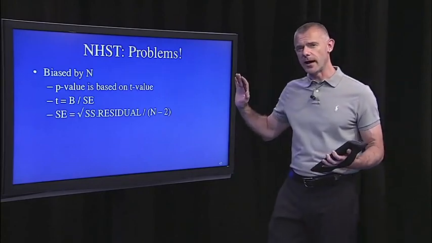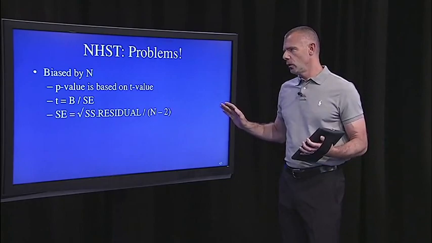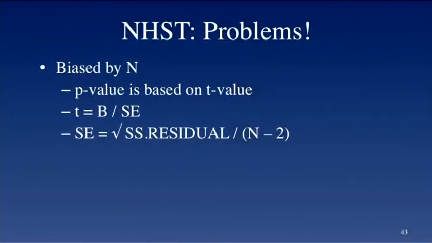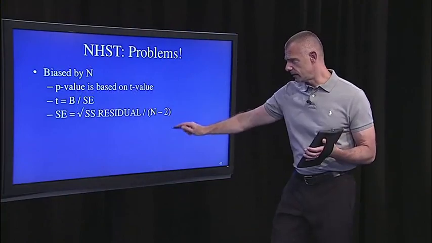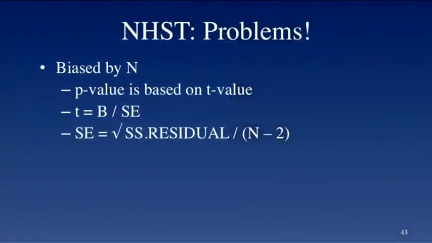So what does it mean to say that NHST is biased by sample size? Well, remember that the p-value that we get, as I just showed you from the normal distribution, is directly a function of the t-value. And t, we just saw, the formula is the regression coefficient over standard error. But again, what's standard error? Standard error is the sum of the squares residual divided by n minus 2.